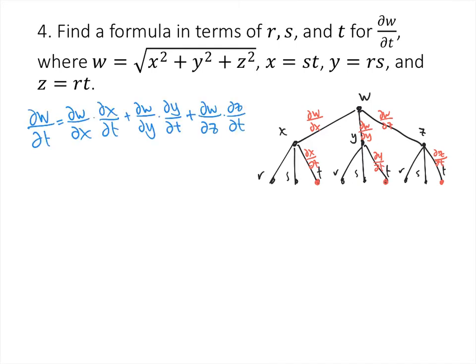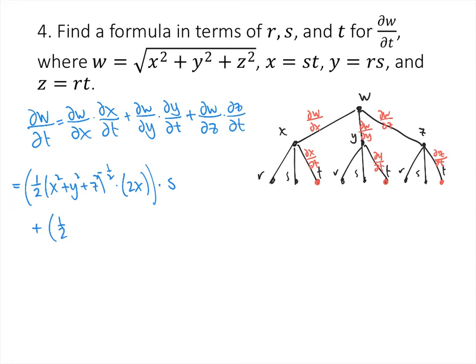All right, so now when we take the derivative of w with respect to x, actually when we take the derivative of w with respect to any of these variables, we're going to get a very similar expression each time. It's going to be 1/2 times the quantity x squared plus y squared plus z squared to the minus 1/2, and then multiplied by the derivative of the inside. The first time, when we take the derivative with respect to x, we get 2x. Derivative of y squared will be 0, and the derivative of z squared will be 0. Now del x del t, since x is st, that's just going to be s.